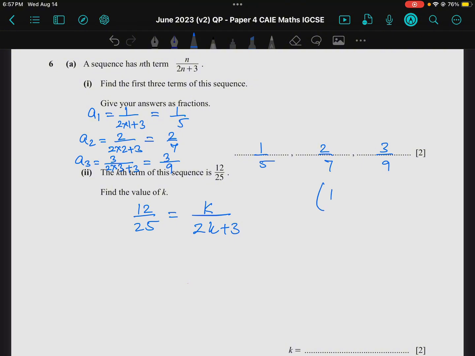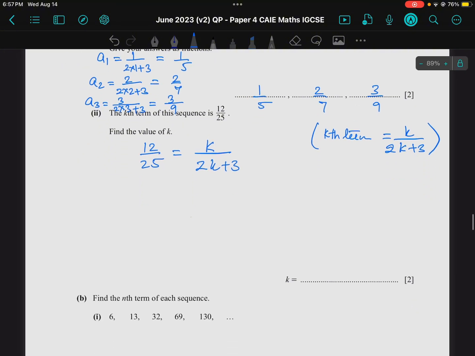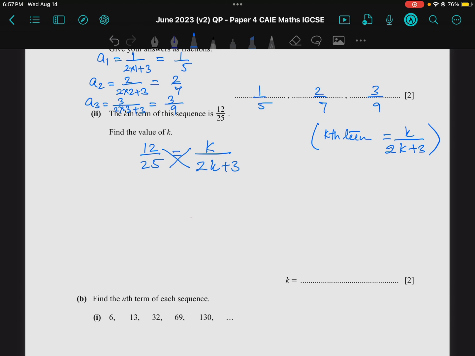If I say kth term is equal to what? K upon 2k plus 3, which is already given as 12 upon 25. So I equated them. Now cross multiply. So you will get 12 2s are 24k plus 12 3s are 36 is equal to 25k. So 25k minus 24k, taking 24k to the other side, is equal to 36. So k is equal to 36. Answer.